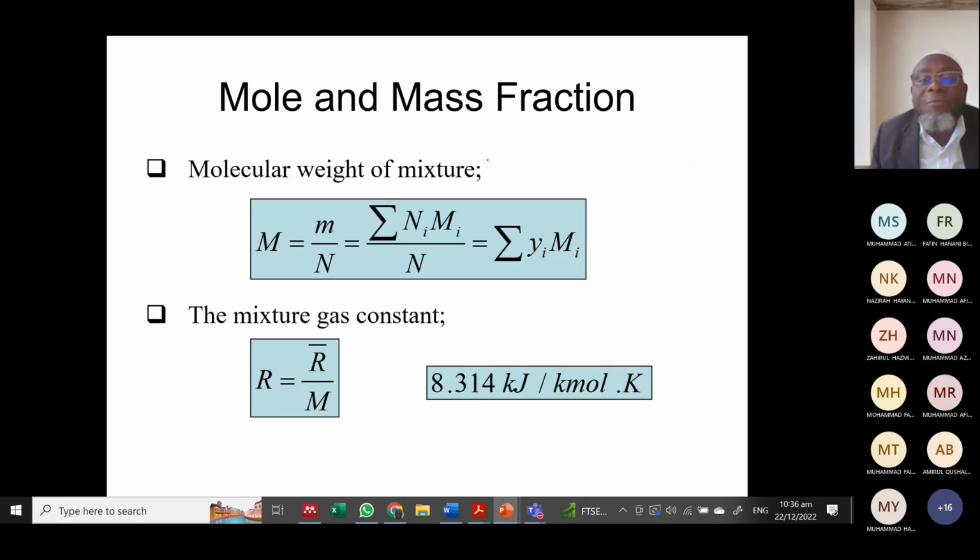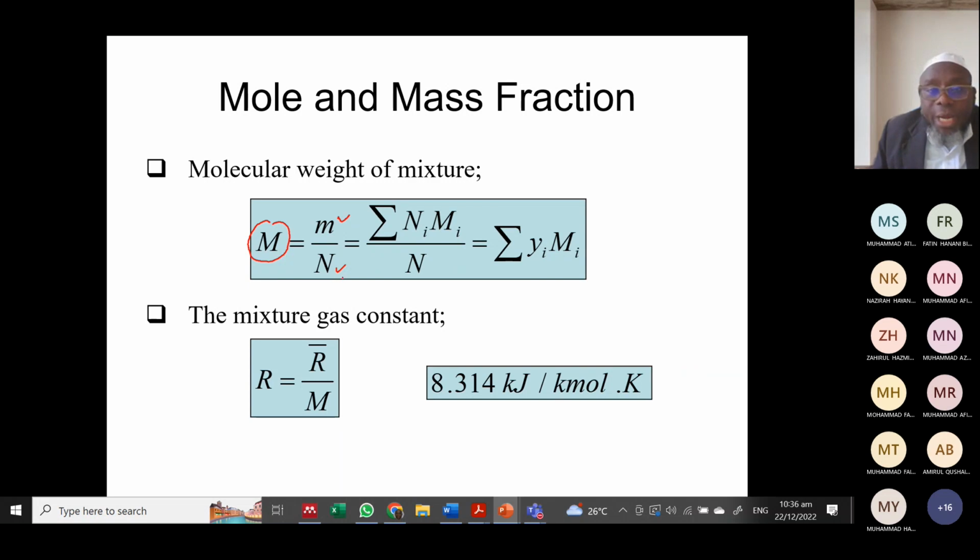Then another very important definition here is molecular weight. This is a recapitulation of what you did in your previous elementary secondary chemistry. Molecular weight is a parameter which is a measure of the mass divided by the number of moles of a species. So molecular mass equals small m, which is the mass, divided by the number of moles.